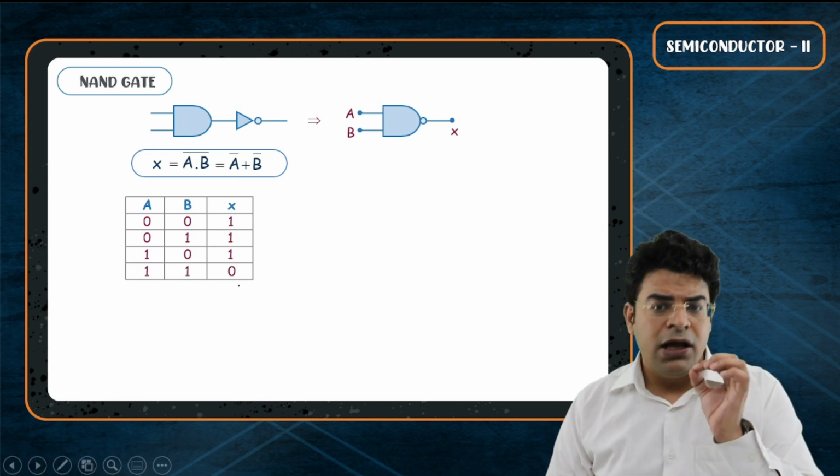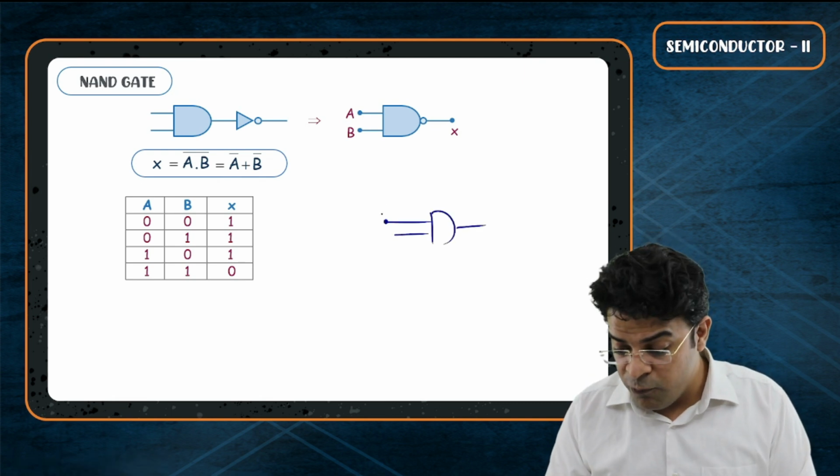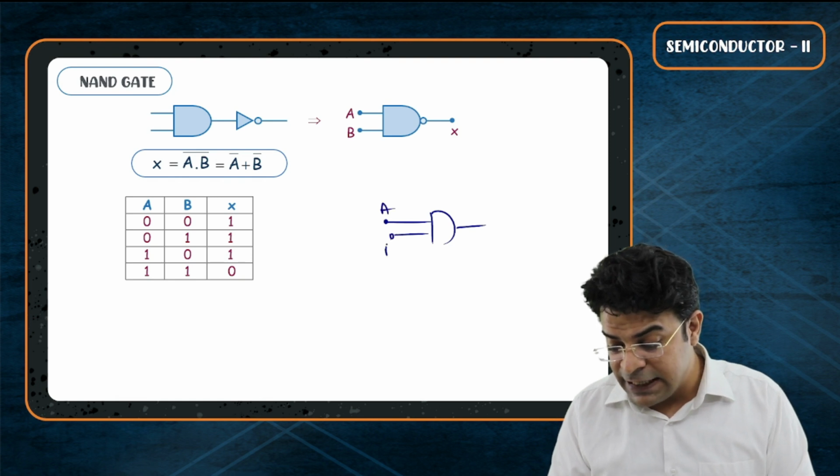So as I said, the output of an AND gate is high only when both the first and second inputs are high.